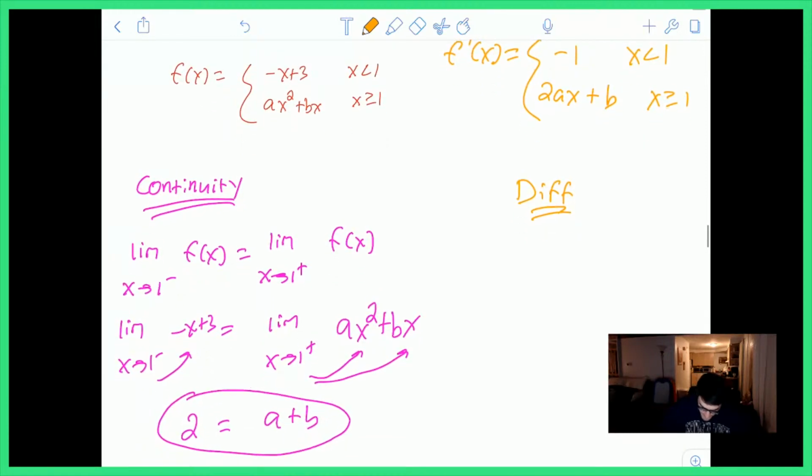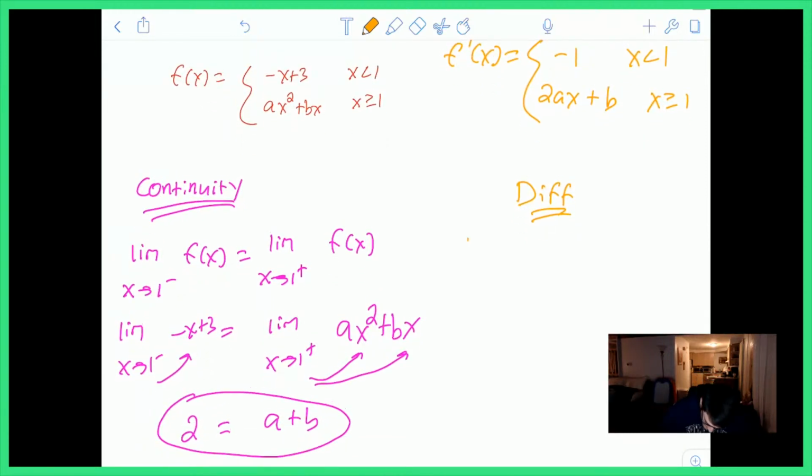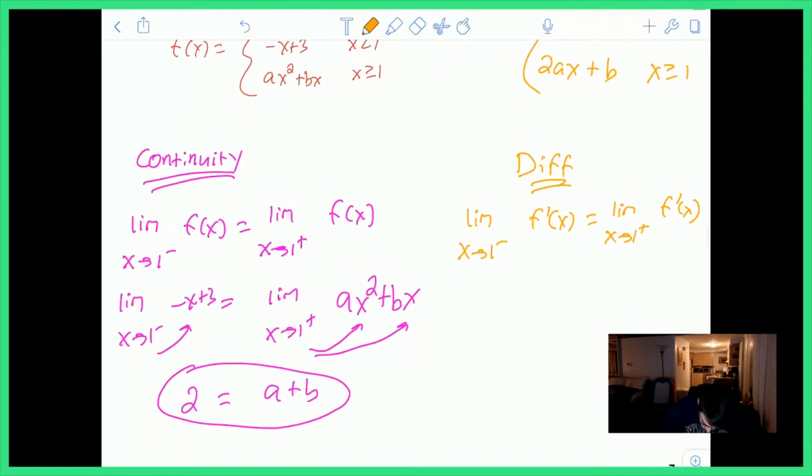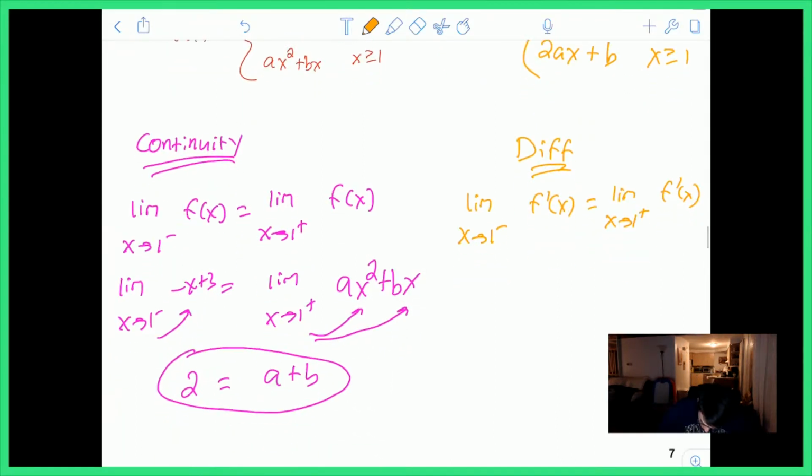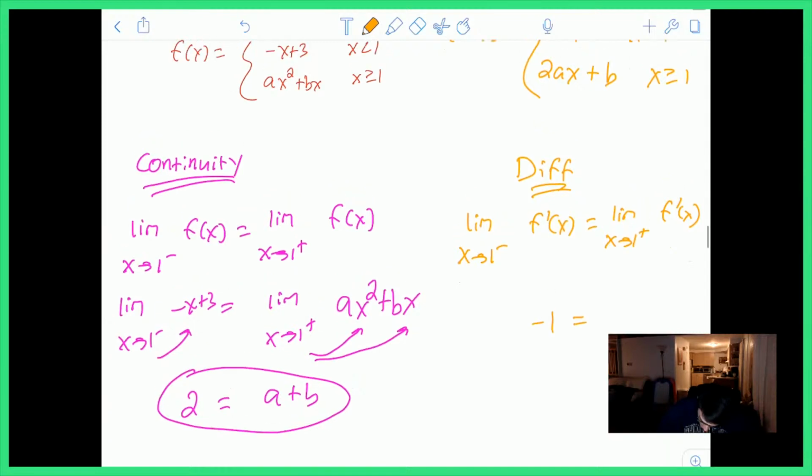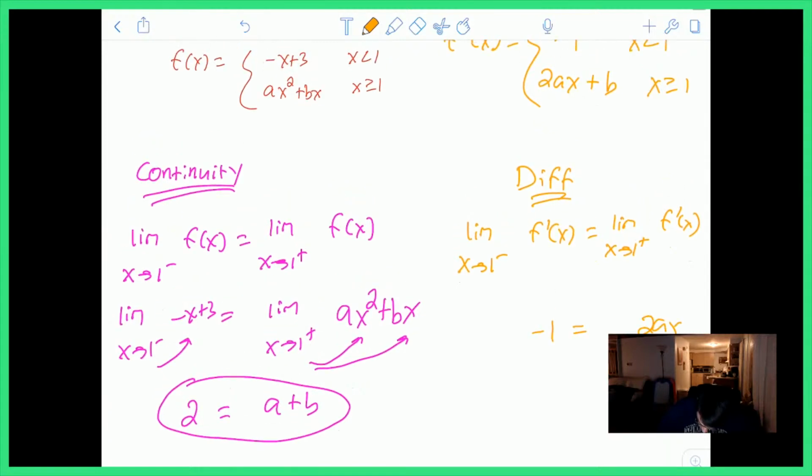So in order for differentiability to exist, and to be clear, the limit as x goes to 1 from the left of f prime x needs to equal the limit as x goes to 1 from the right of f prime x. Okay, this is the continuity for the derivative, aka differentiability. So let's plug in our pieces here. Left of 1, we're at negative 1. And right of 1, we're at 2ax plus b. And let's squeeze the limits in. Limit as x goes to 1 from the right.